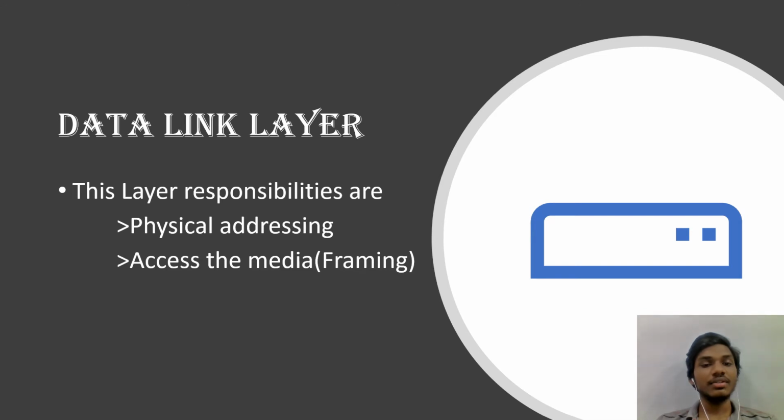The data which is received from the network layer is in the form of packets. The data link layer adds the MAC addresses of source and destination to the packets to form frames. This is called physical addressing. Now let's discuss what framing is.